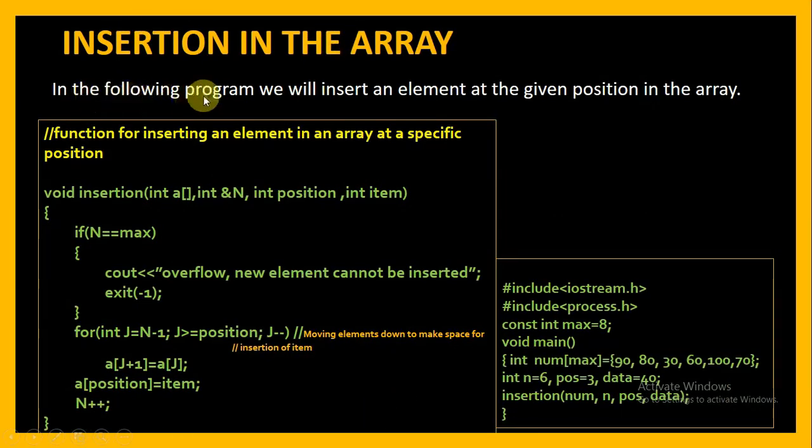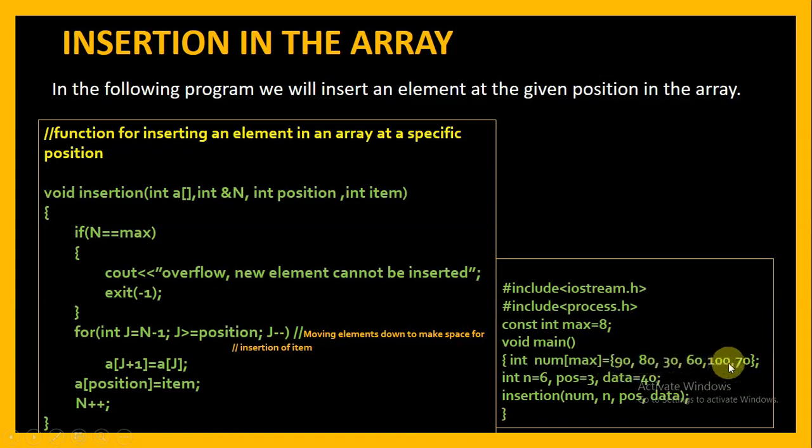Now let us see, in the following program, we will insert an element at the given position of the array. So we will start our execution from main. You can see I have included two header files, iostream.h and process.h. process.h is for the function exit. Then I'm declaring a constant global variable max equal to 8. And then in main, I'm declaring an array num, which is of size max, and it has some elements beforehand.